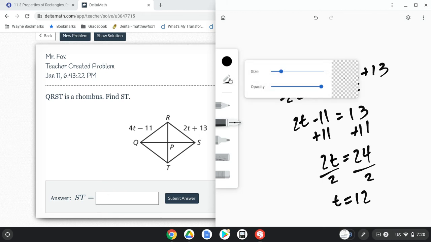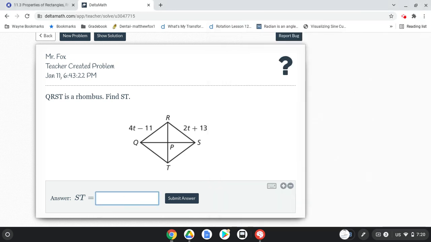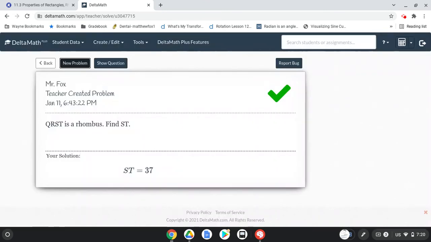I'll plug it into 2t plus 13 to stay positive. But if I plug that in up here, so 2 times 12 plus 13. 2 times 12 is 24. Plus 13 will give us an answer of 37. And all we have to do then is find ST. 37, submit, hit yes, and we're done. So there are 5 of those, but that's the answer to number 2.